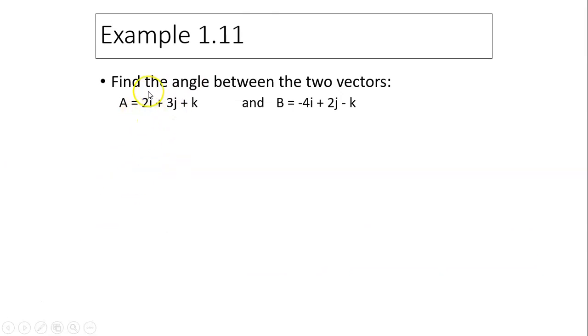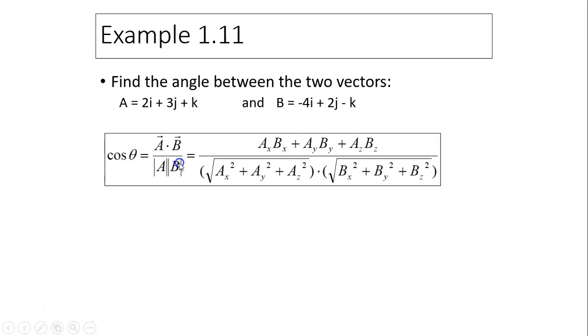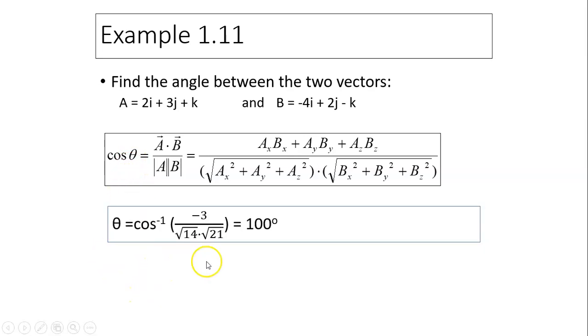Another example, this one is asking you to find the angle between the two vectors. Remember the equation? So this is multiple steps. First, you have to see what a dot b equals. Then you have to find the magnitude of a and the magnitude of b, then you divide. Finally, you do inverse cosine. So after you do everything, you should have 100 degrees.